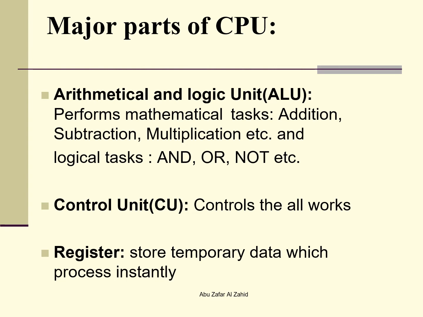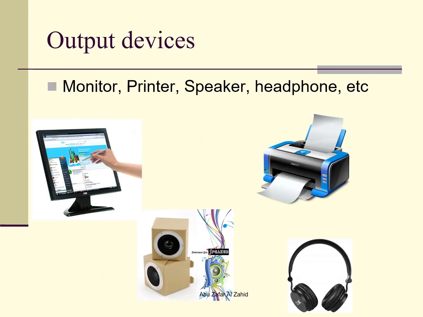Arithmetic logic unit performs mathematical tasks such as addition, subtraction, multiplication, etc. And logical operations like AND operation, OR operation, NOT operation are performed in the CPU's arithmetic and logic unit part. Control unit controls all the work. Register memory stores temporary data which is processed instantly.